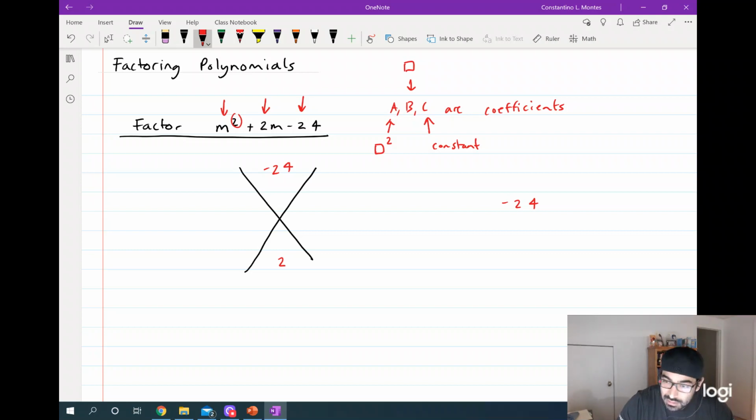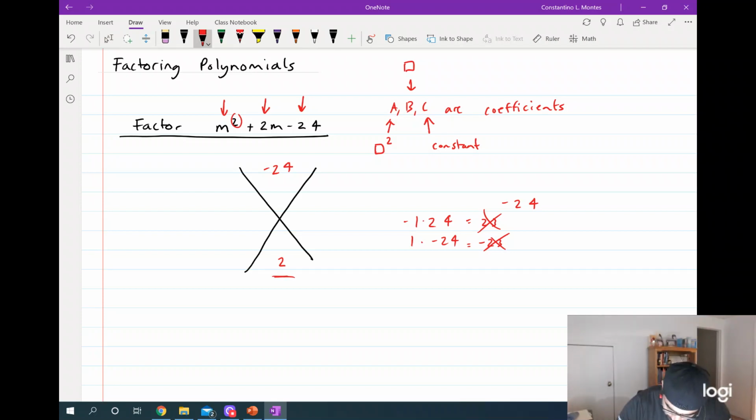So let's think. Let's start off with the easiest one, 1 times 24. We could go negative 1 times 24, or we could go 1 times negative 24. In either case, we get negative 24, but when I add negative 1 and 24 together, that gives me positive 23, which is not what I want. 1 minus 24 would be negative 23, which is also not what I want. Remember, I want to get 2. All right, so let's jump to the next one.